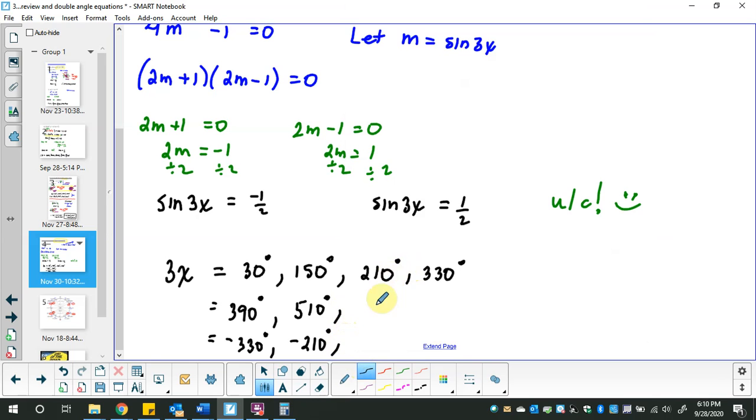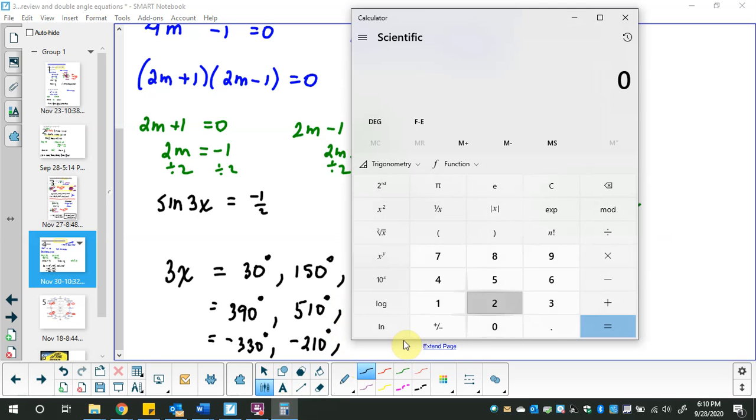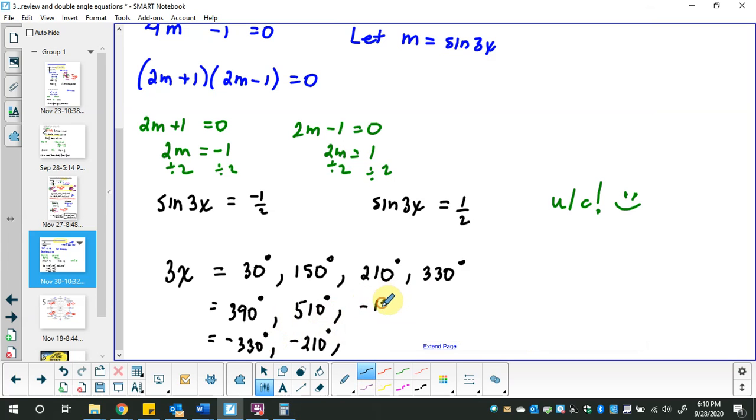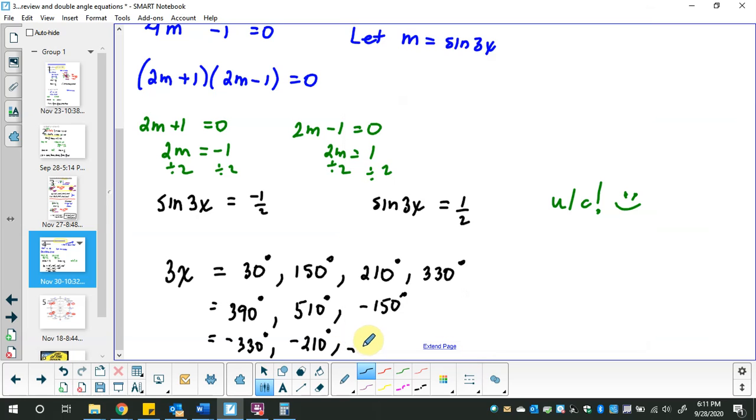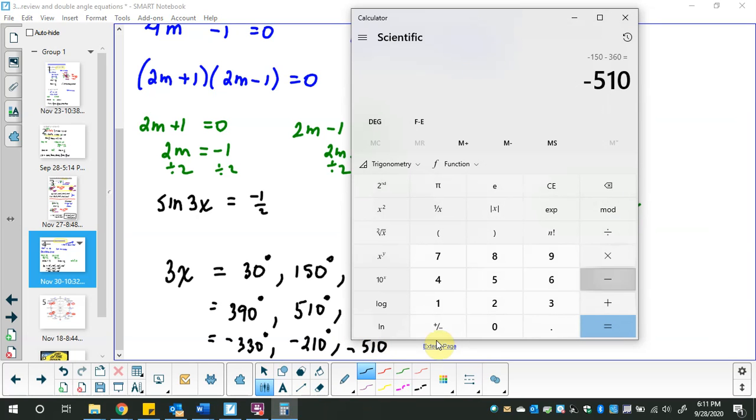Now I get to do it all with 210. So 210, add a rotation. No. 210, subtract a rotation. -150. That'll work. While that's on my calculator, minus another rotation. Hey, that still works. While that's on my calculator, subtract another rotation. No, and I should have known that.